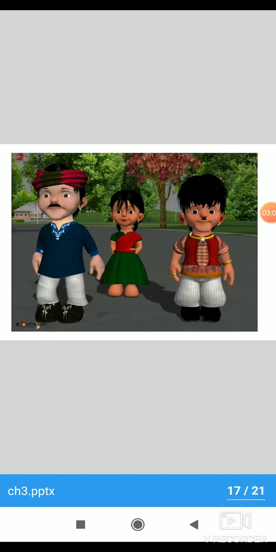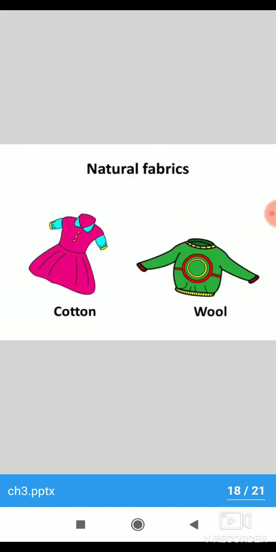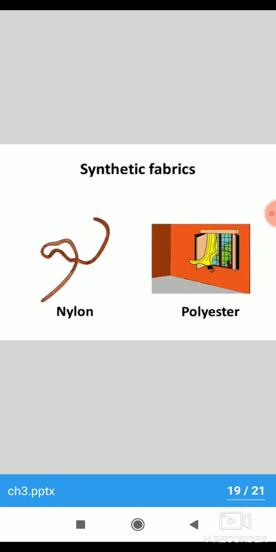So, we see natural fibers like cotton, wool, etc. have been used since a long time, say thousands of years ago, to make clothes, but it was only a few hundred years back that we learned to make synthetic fibers using chemicals, especially petroleum. Nylon and polyester are examples of synthetic fibers which we use today.